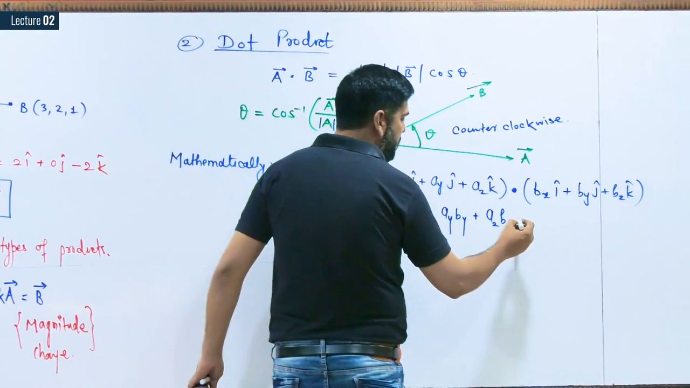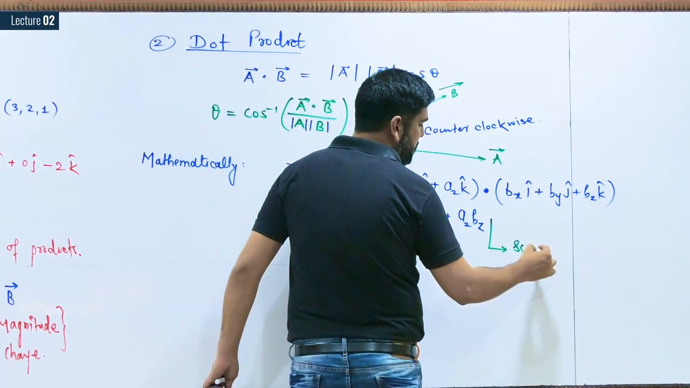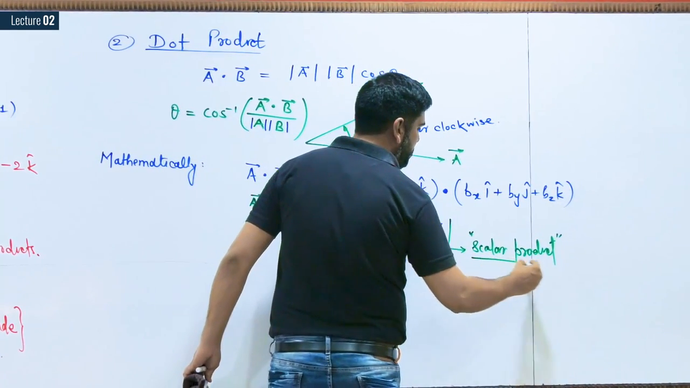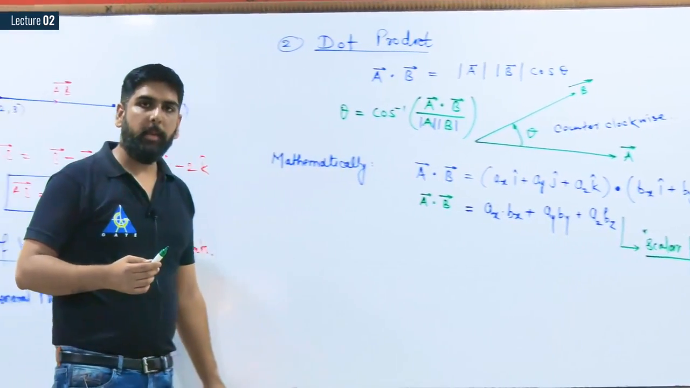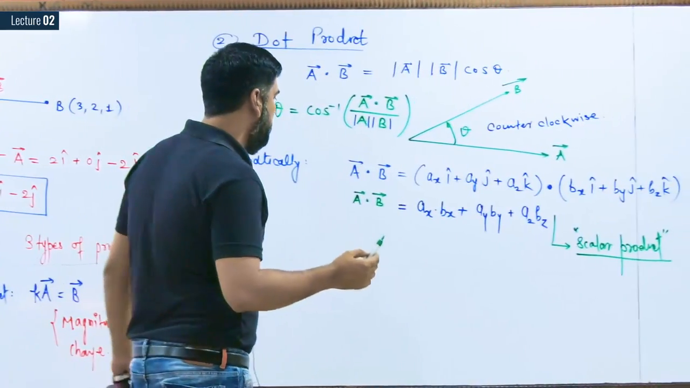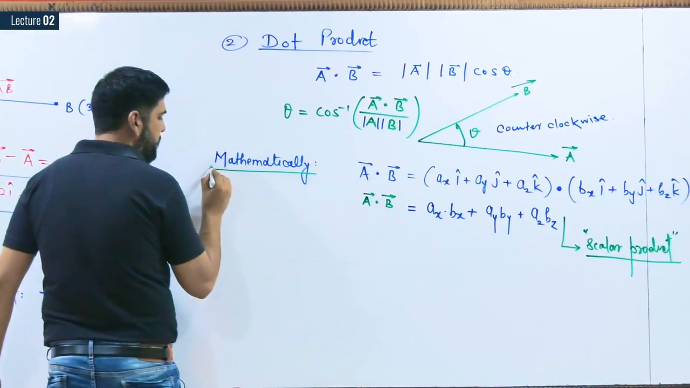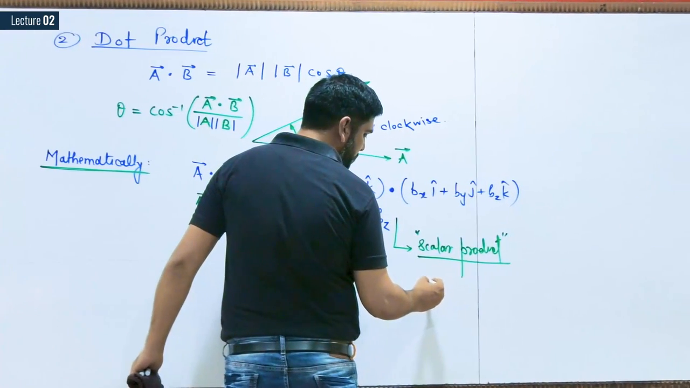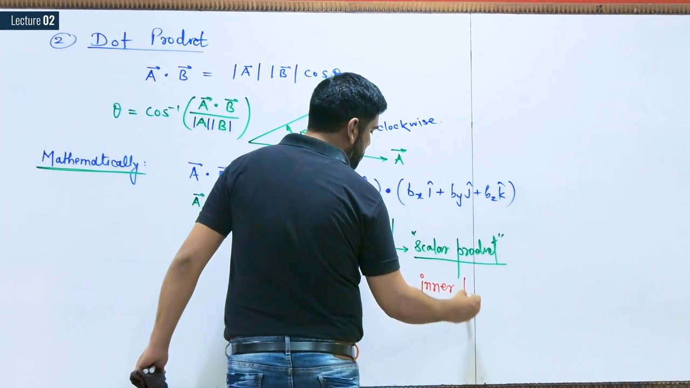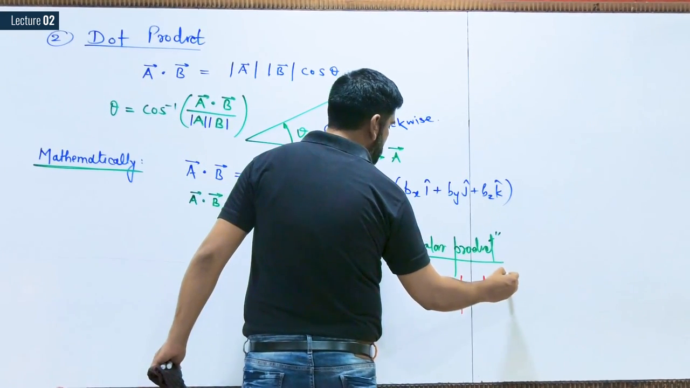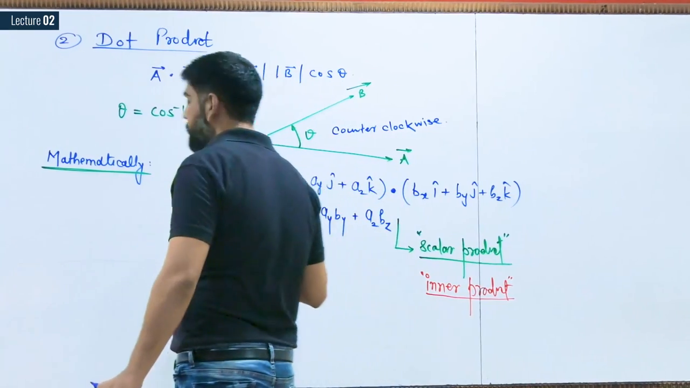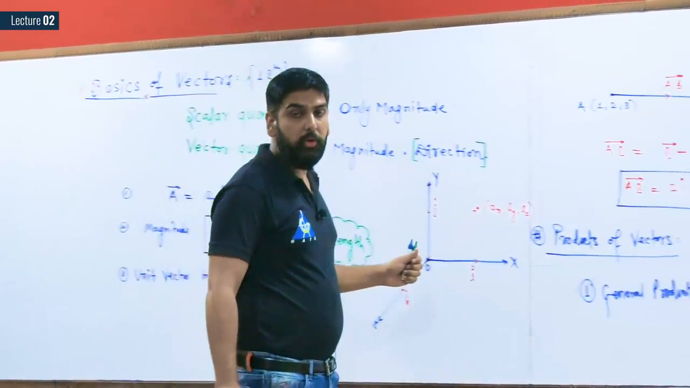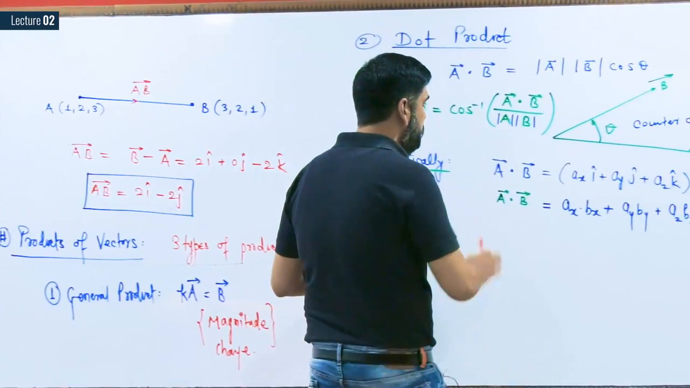You are getting my point? So this quantity is a scalar quantity, right? So it is nothing but a scalar product. So we can say the dot product is also referred to as a scalar product, right? It is also referred to as inner product, please write down. Why is it inner product? Because we are having i into i, j into j, k into k. No outer product. That means i dot j is equal to 0, i dot k is equal to 0. So this is what inner product we are having.